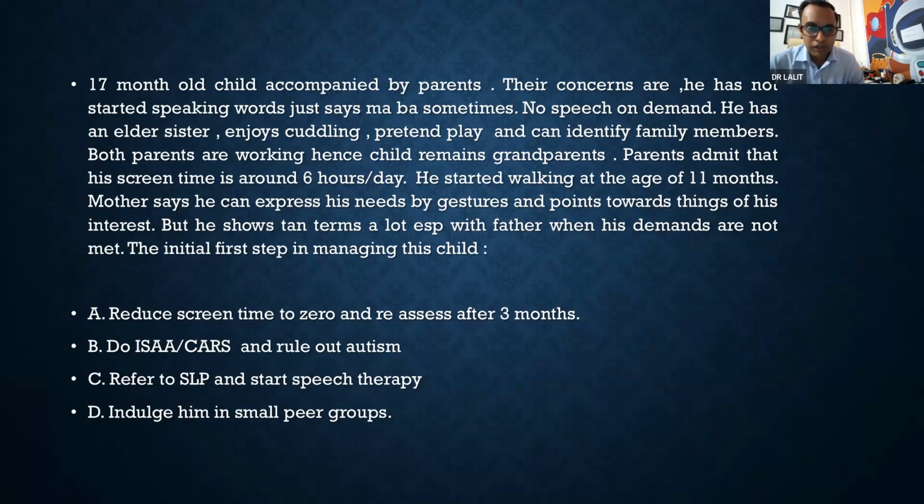What is the initial first step in managing this child? Reduce screen time to 0 and reassess after 3 months. Do ESA and CARS to rule out autism. Refer to SLP and start speech therapy, indulge in small peer groups. So what could be the best option in this?